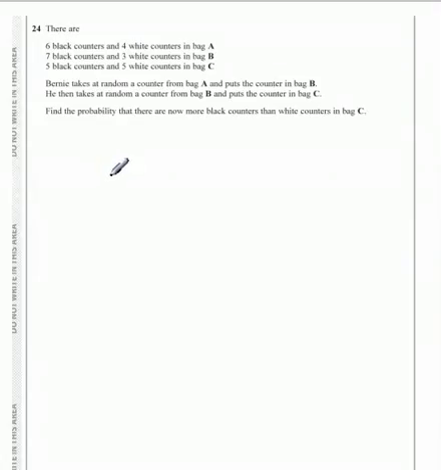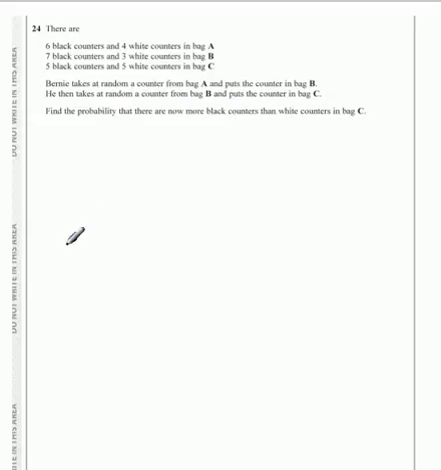Final question, question 24, is to do with some probability. Here we're taking a random counter from bag A, placing it in bag B, then taking one from bag B, putting it into bag C. We want to work out the probability that there are more black counters than white counters in bag C. As it stands, we've got 5 and 5, so what we're actually interested in is when we place a black counter into bag C. That's going to give us the higher probability here.